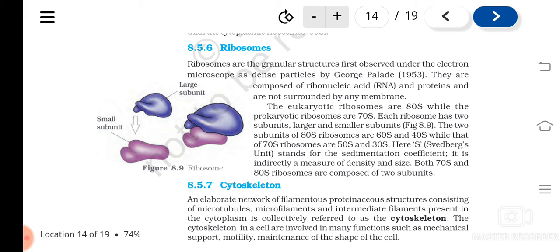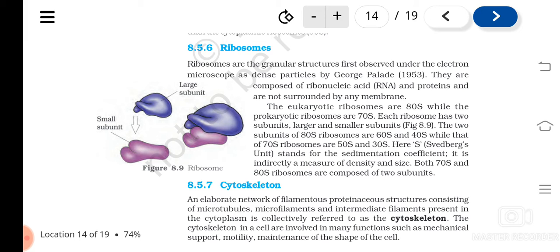But here you can see RNA is taking part in the ribosome structure also. Ribosome is made up of proteins and RNA. So when we study RNA functions, we are studying that RNA also can act as a structural component. Understood now? So in ribosomes you can see RNA as the structural component. Clear? Then the eukaryotic ribosomes are 80S and prokaryotic ones are 70S.